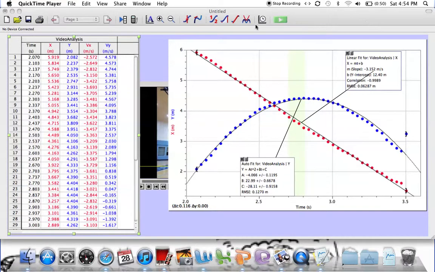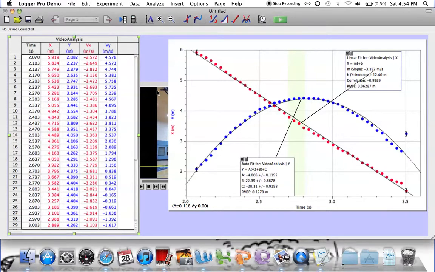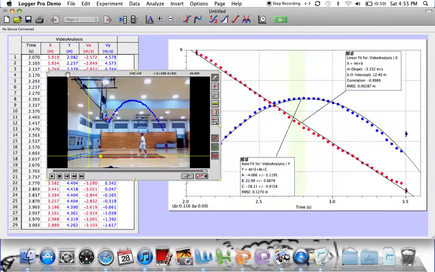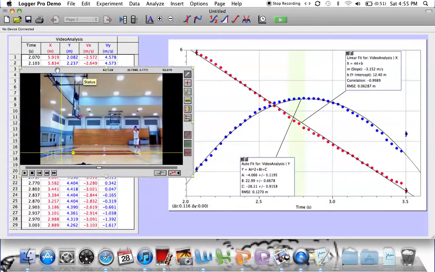And the final aspect we're going to look at here is just see how our graph matches up to the actual flight of the ball. You can see that when the ball is released from my hand, let's go to the beginning. Let's walk it through here. Right about here, the ball begins below the rim, as is indicated in the video.